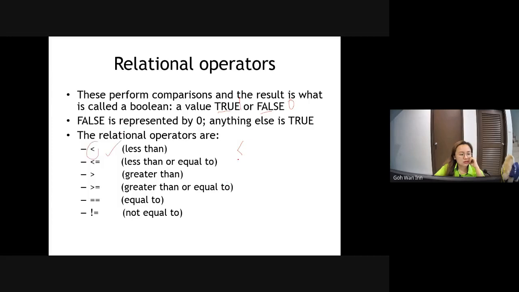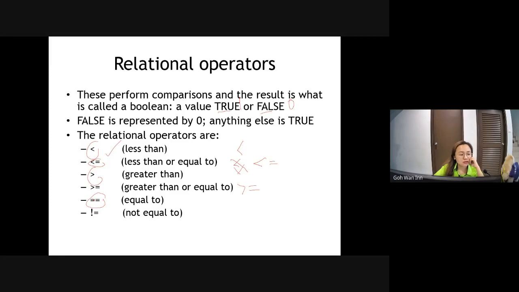Less than or equal to, in mathematics it will be like this. But in computer programming, it doesn't have this symbol. So you need to break it into less than and equal to. Greater than is the same. And then greater than or equal to, you also need to write greater than and equal to. And now, this is equal to.